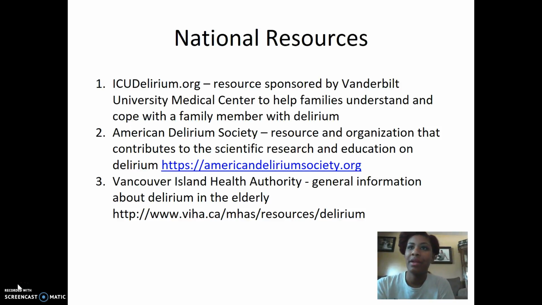The second one is the American Delirium Society, which is a resource and organization that contributes to the scientific research and education on delirium, and I inserted the link for the website. And then there's the Vancouver Island Health Authority, which just has general information about delirium in the elderly, especially if they have co-occurring dementia.